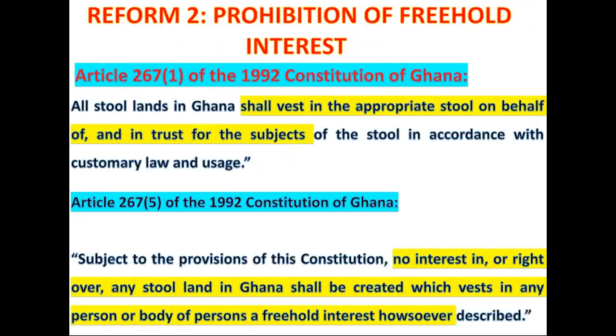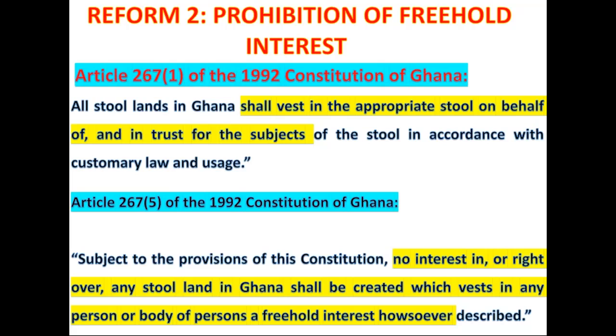Now, the next reform we shall discuss is the prohibition of the creation of freehold interests. That will be our second reform that we shall discuss. And on this, it is important for us to refer to Article 267 Clause 1 of the 1992 Constitution of Ghana.